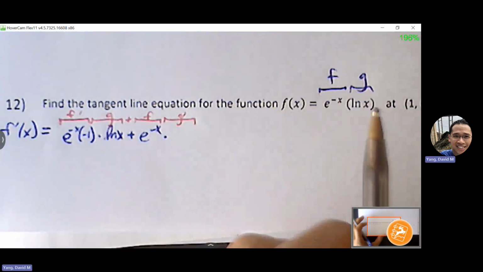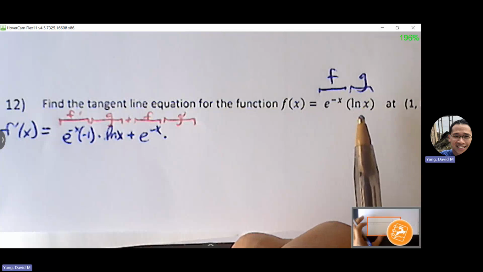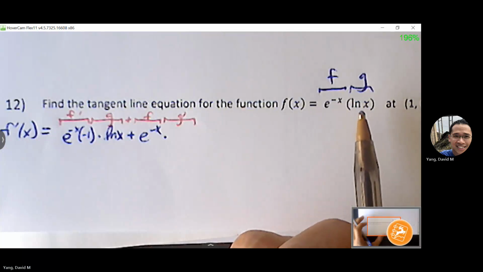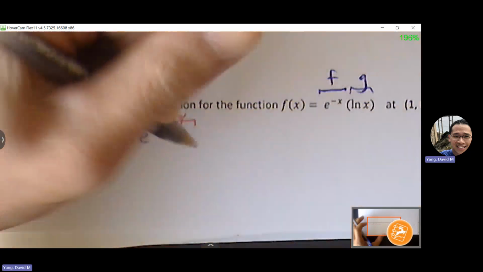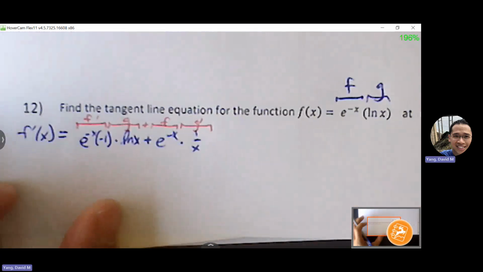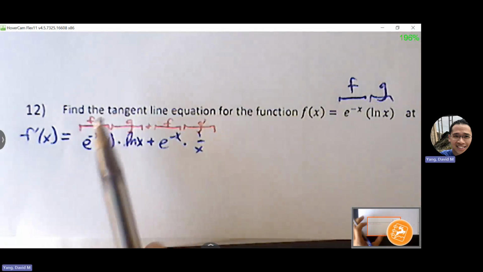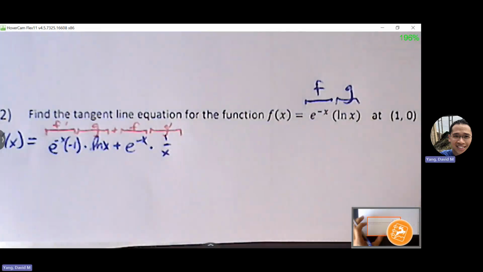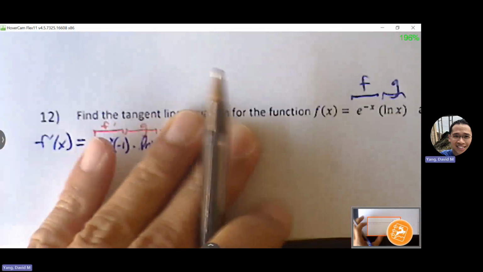And then g prime, what's the derivative of natural log x? Yeah, u prime over u, right? I don't really care about cleaning this up because it's not asking for the derivative function. It's just asking me for the tangent line equation. So what's my next step? What do I want from this derivative? Yeah, I want my slope. So plug 1 into the derivative.